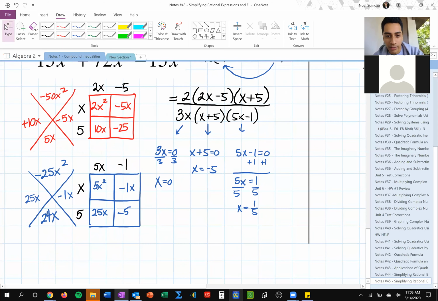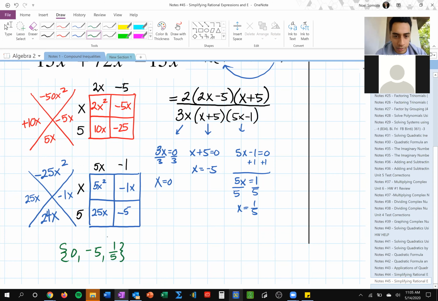Okay, so we have 3 excluded values. I'm gonna put those in green down here. In those curly brackets, we got 0, negative 5, and 1 over 5. Okay, so we want to avoid those 3 values. We're probably going to have some sort of hole there. And now we can go ahead and factor or divide out the common terms. Those are the only common terms that we have.